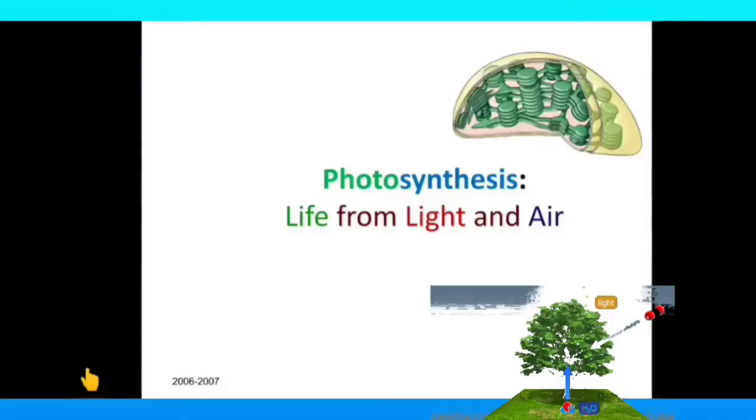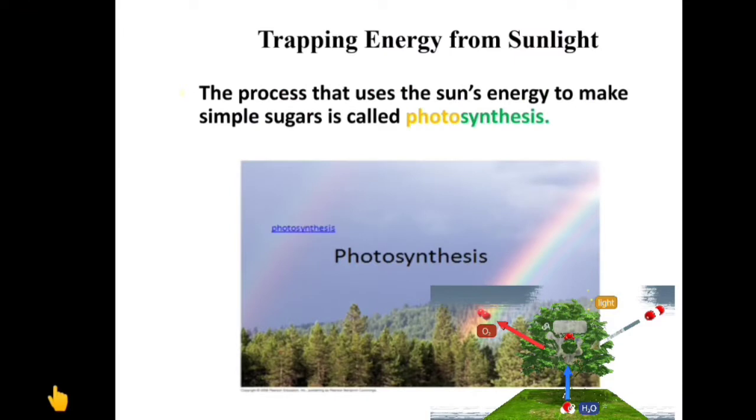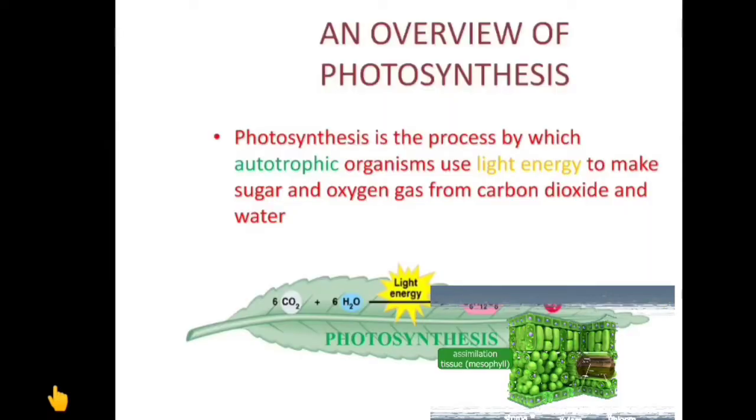What is photosynthesis? It is life from light and air. Photosynthesis is nothing but trapping energy from sunlight. The process that uses the sun's energy to make simple sugars is called photosynthesis. Photosynthesis is the process by which autotrophic organisms use light energy to make sugar and oxygen gas from carbon dioxide and water.